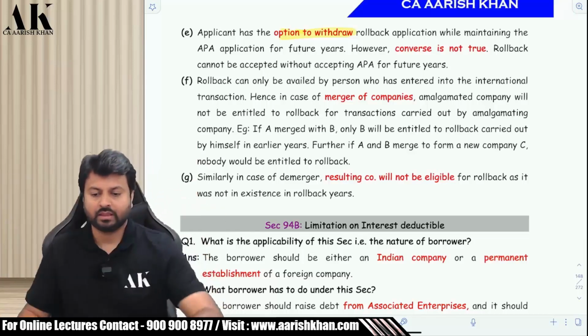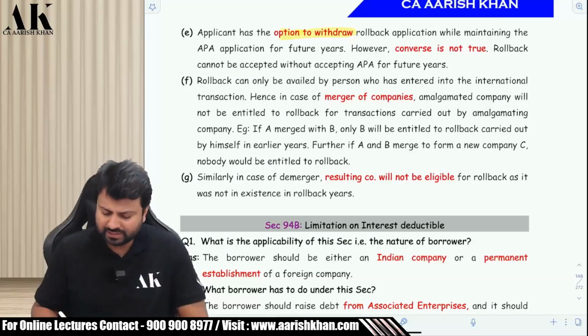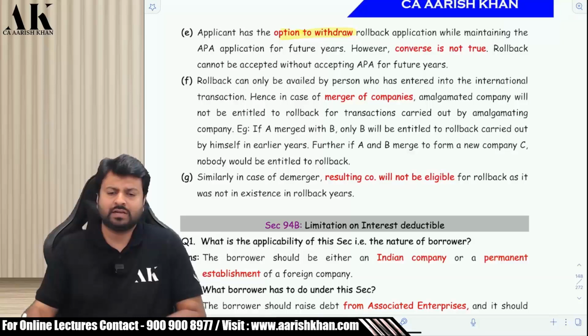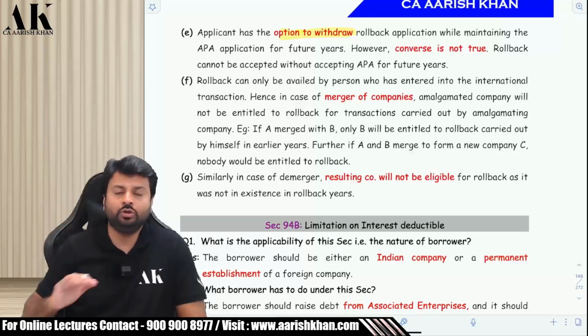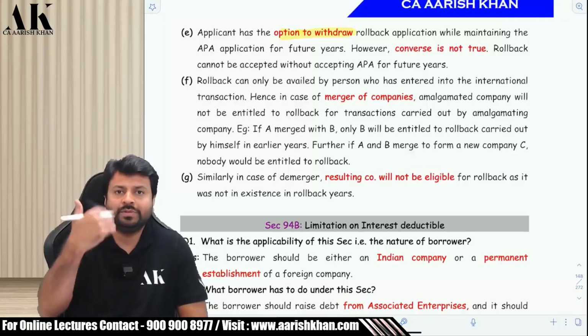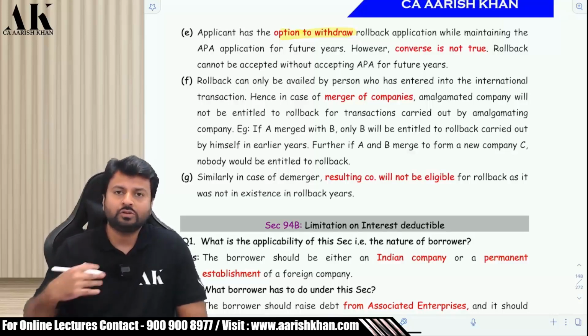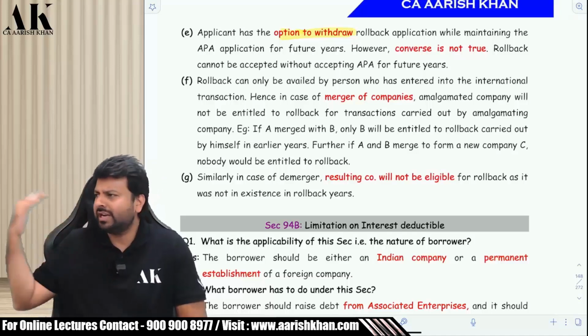Check it please. Next, how rollback will be applicable in case of merger. Okay, now merger means there is an amalgamation of one or two companies. How will rollback be applicable in that case? Suppose for example, I am A Limited and you are B Limited. Okay, and I am acquiring you. Then I can go for rollback because I was the applicant who is making the application for the future year. So I am A Limited, you are B Limited. I am acquiring you. I am making an application for the future year. I can also go for the past year.